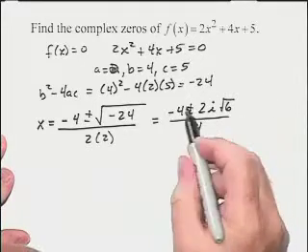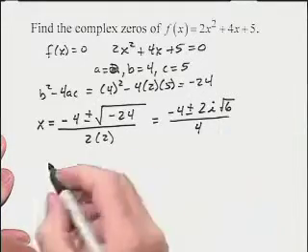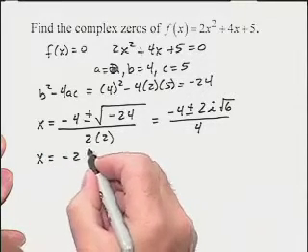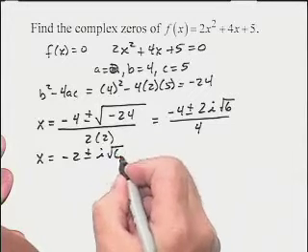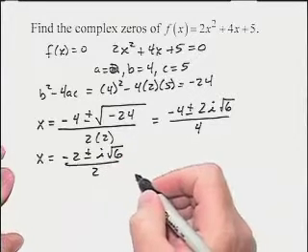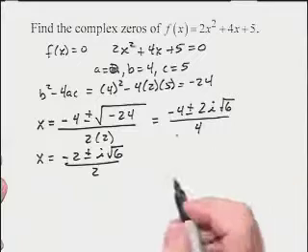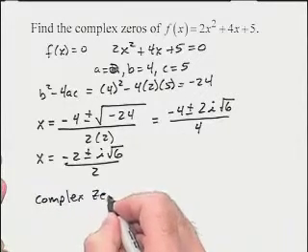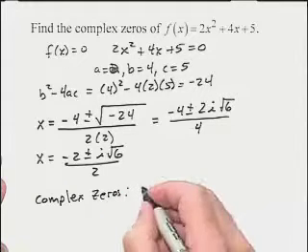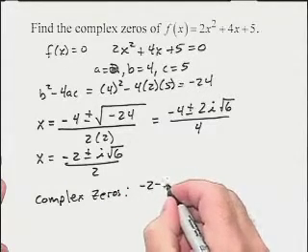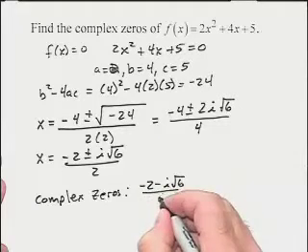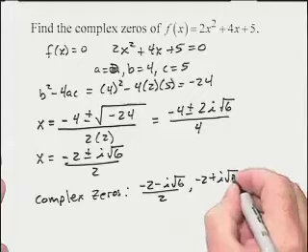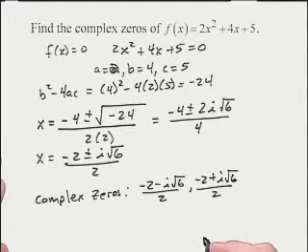We can cancel a common factor of 2 in the numerator and denominator. This will give us x is equal to negative 2 plus or minus i root 6 divided by 2. Therefore, our complex zeros will be negative 2 minus i root 6 over 2, and negative 2 plus i root 6 over 2.